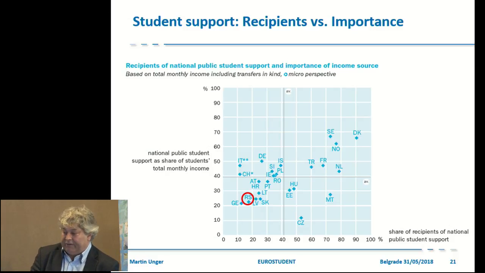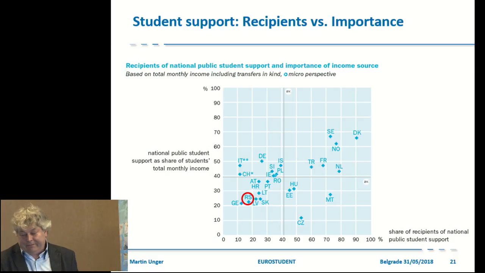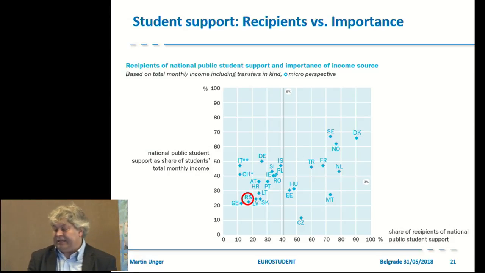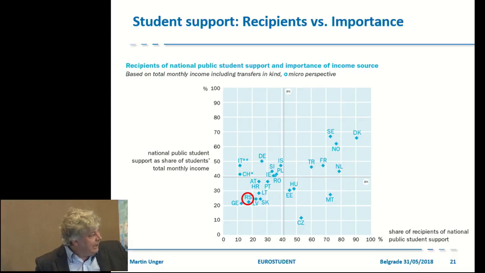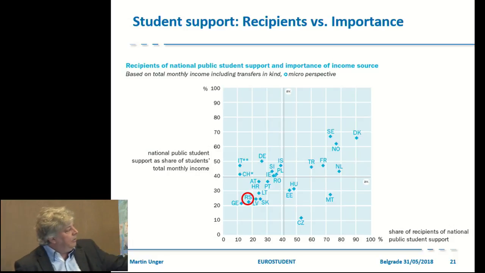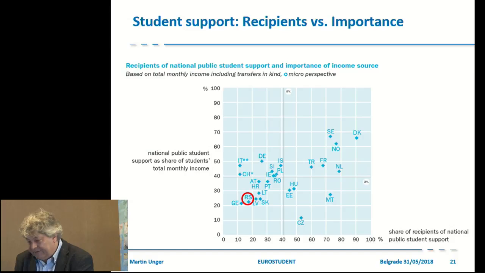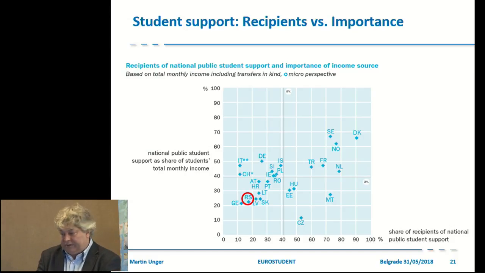About the grant system, here again we have a little bit more complicated chart. On the x-axis you see the share of recipients, so how many students get a grant from the public authority. That in Serbia would be nearly 20%. And then on the y-axis is how much the grant contributes to the budget of those who receive it. So about 20% receive the grant, and on average it contributes 20% of the student budget.